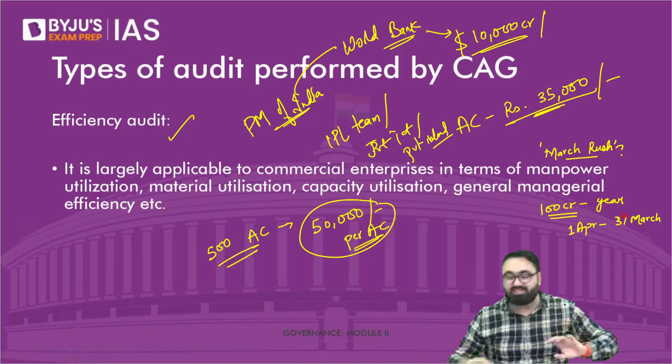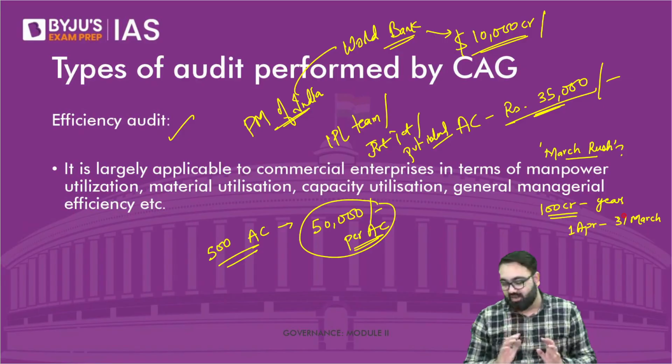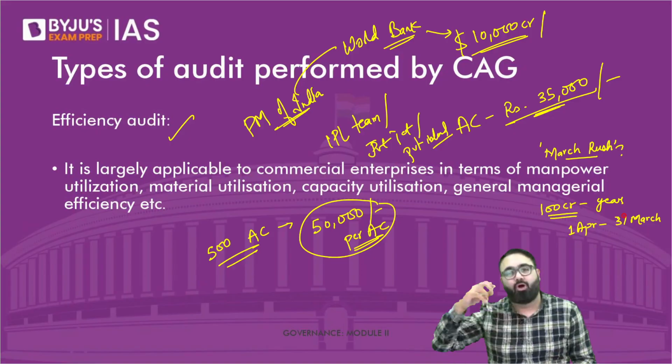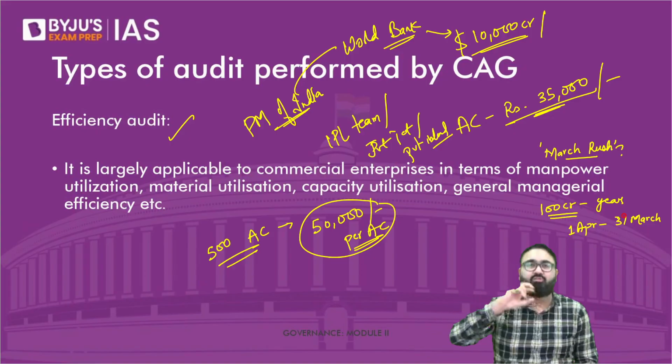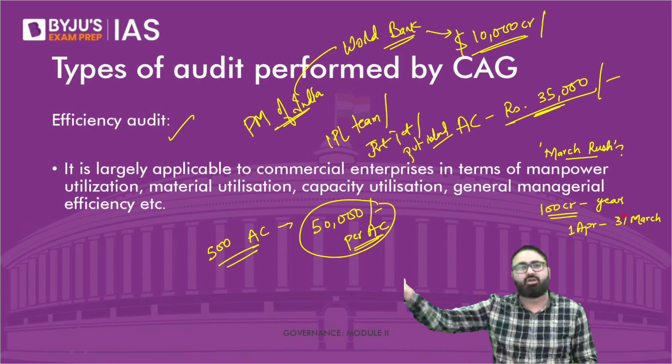Now the problem is, this is not corruption, because corruption is when someone is eating money in between. No one is eating money in between. That is the problem called March rush. In the month of March, you usually have a lot of high spending by the government departments. Why? Because it is not their money. They don't want it to go back.